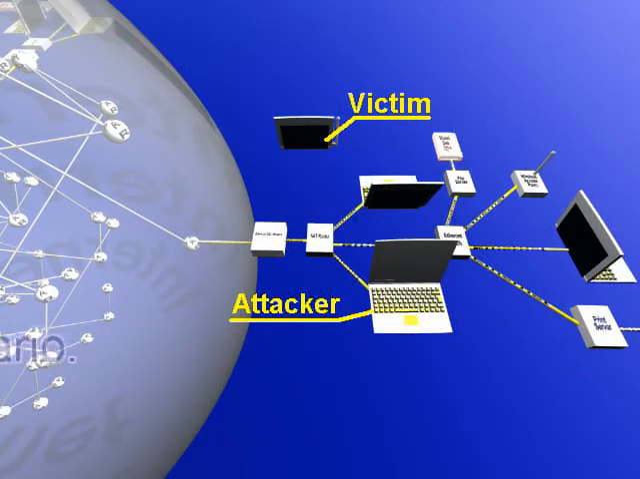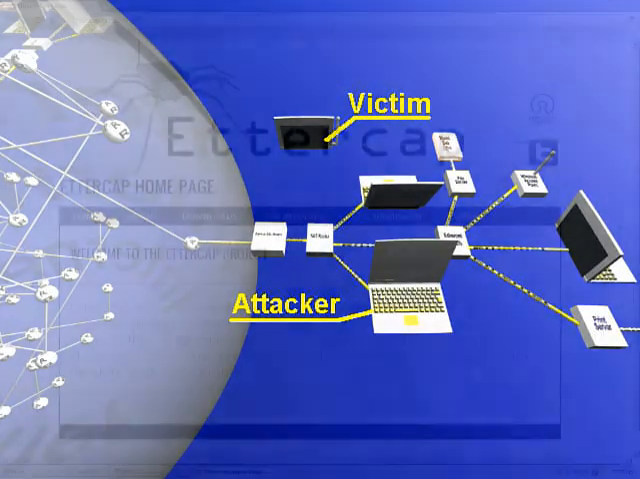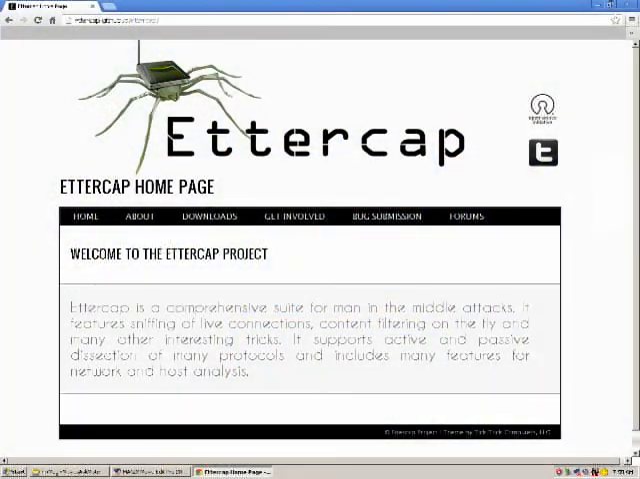Right. There's another free tool called Ettercap. Quoting their homepage, Ettercap is a suite for man-in-the-middle attacks on LAN. It features sniffing of live connections, content filtering on the fly, and many other interesting tricks. It supports active and passive dissection of many protocols, even ciphered ones, and includes many features for network and host analysis. And then they have screenshots showing it doing all of this. Now, you can't fault these guys. This is a well-known hole, this ARP poisoning, and it's easy to do. And so, of course, somebody's going to write a tool for this.